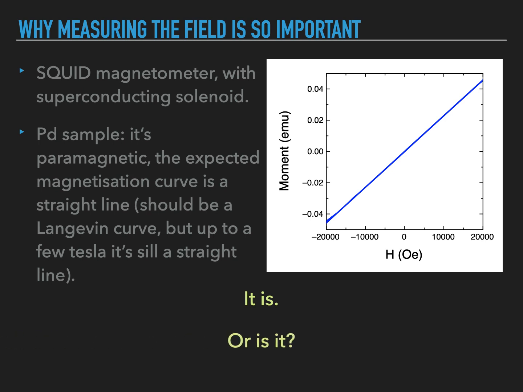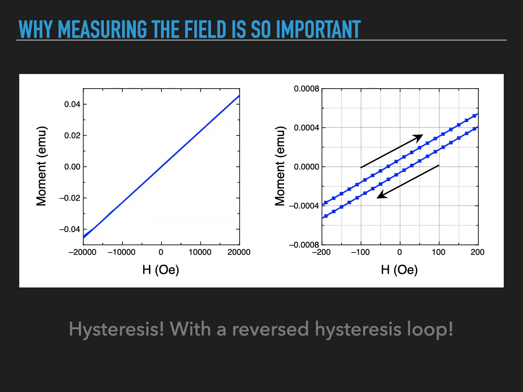But is it really a straight line? If you magnify enough your measured curve, you will see that it has a hysteresis, which for a paramagnetic material is already a bad piece of news. But the real problem is that this hysteresis is even reversed. It means that apparently if you run through that loop, instead of losing energy, you produce energy. So you are violating the second thermodynamic principle. There's definitely something that is not going on as you expect here.